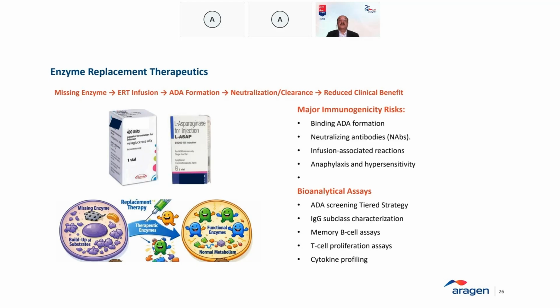So as I said, the immunogenicity risks are binding ADA formation, neutralizing antibodies, infusion-associated reactions, anaphylaxis, and hypersensitivity. So for the assays that we perform in the lab, we do the ADA screening tiered strategy, we look at IgG subclass characterization, and we also support it with T cell proliferation and cytokine profiling.